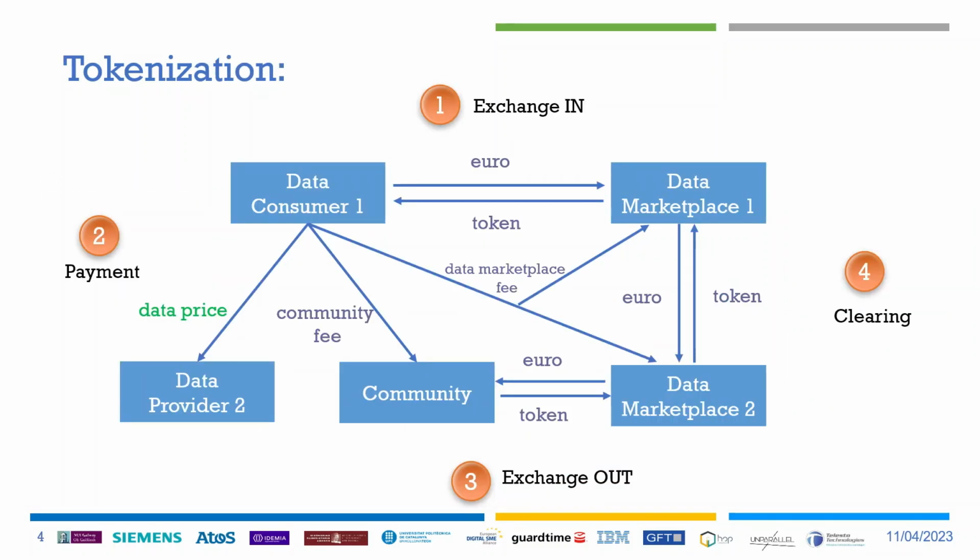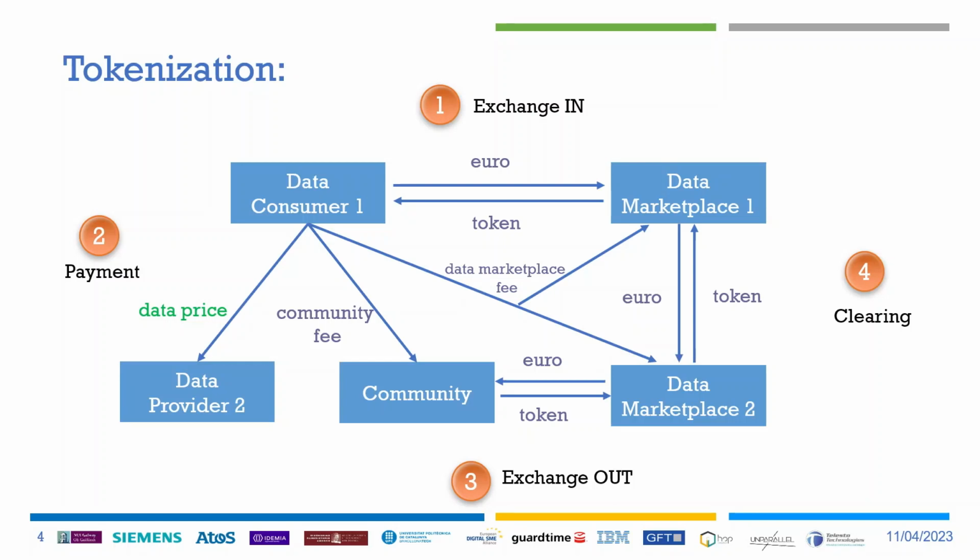This is the i3 Market flow we have designed, which is divided into 4 phases. The first phase is the exchange-in, where a data consumer obtains tokens from a data marketplace paying fiat money. The tokens minted by each data marketplace of the network are tagged differently, so that there is always a link between the tokens and the issuer, in this case, the data marketplace one.